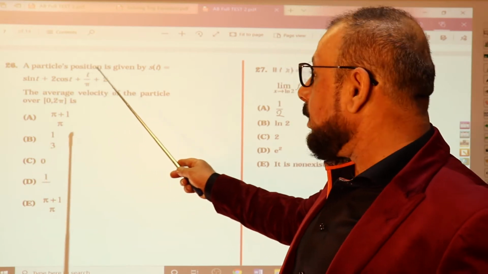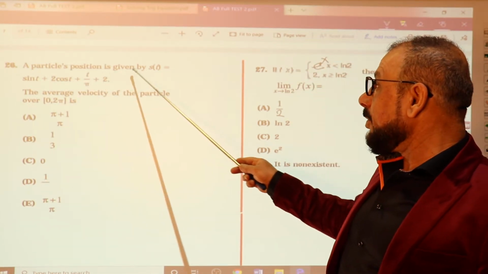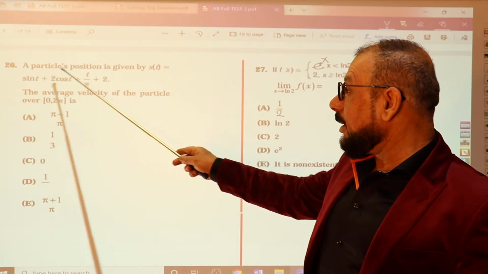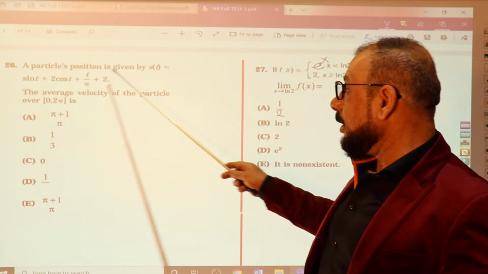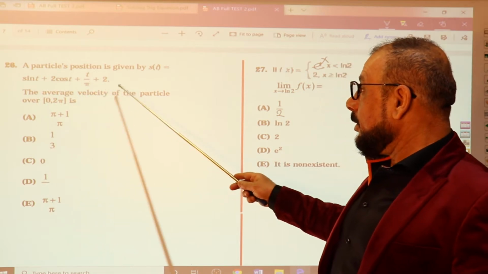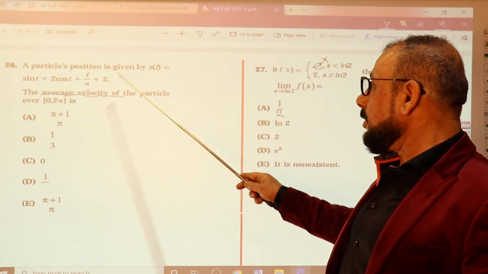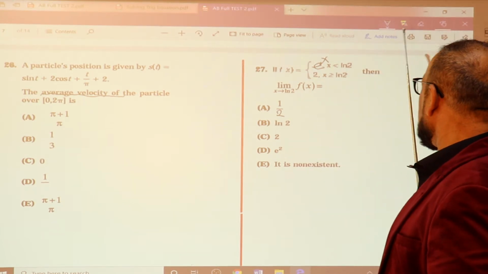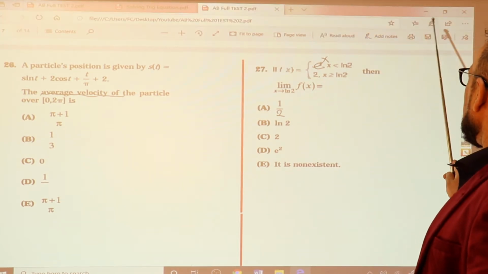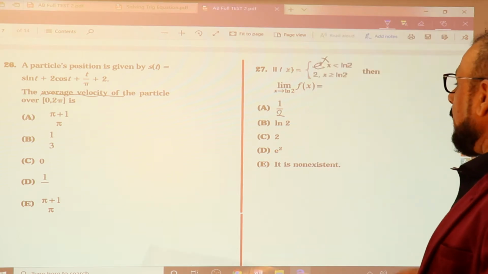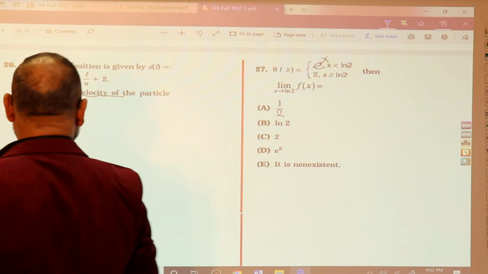In this equation, a particle's position is given by s(t) equals sine t plus 2 cosine t plus t over 2 plus 2. This is a position function, a distance function. Find the average velocity. Follow me and see how we can find the average velocity.